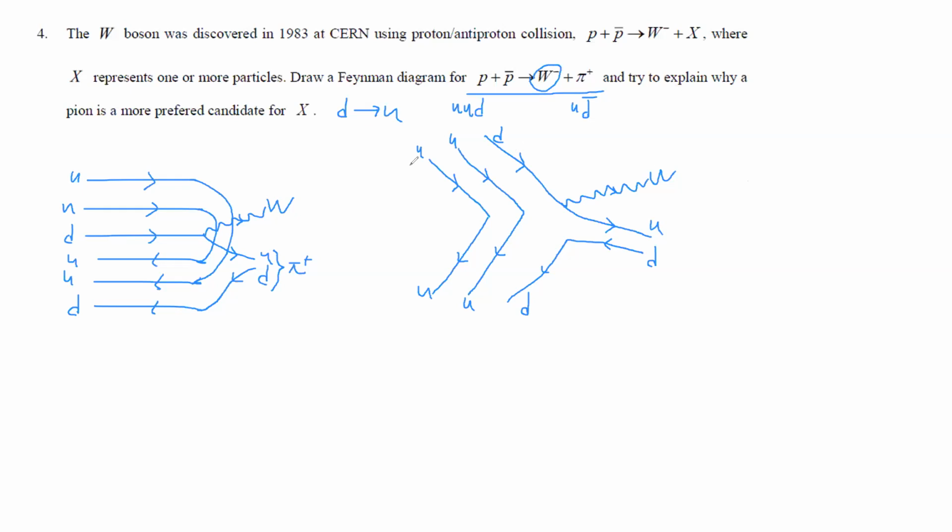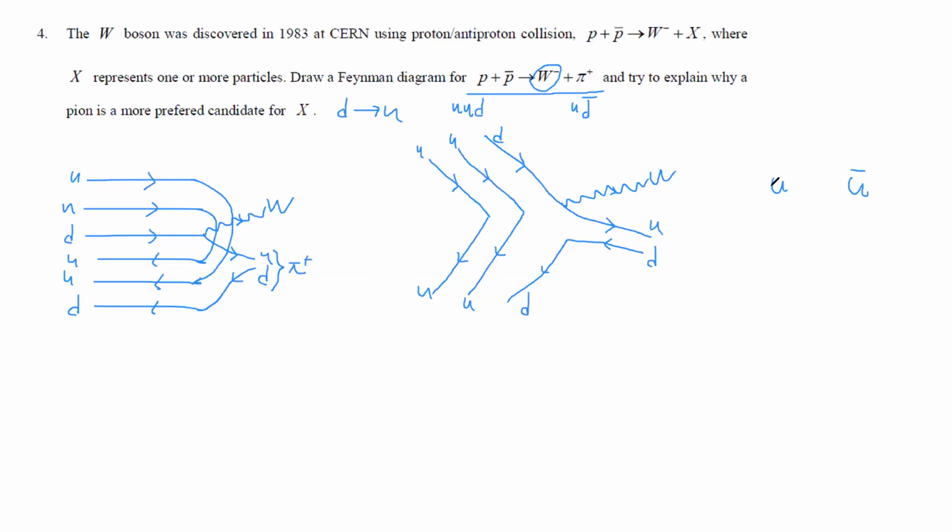So it seems that this is the final diagram, but there's a problem in this diagram. If you consider these two U quarks, it will mean that a U quark and a U bar quark annihilate and give out nothing.